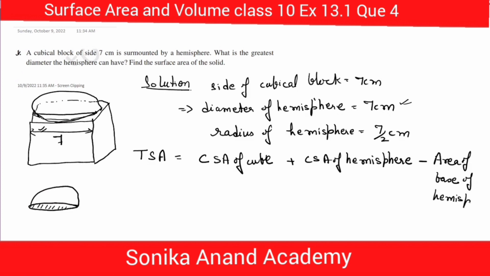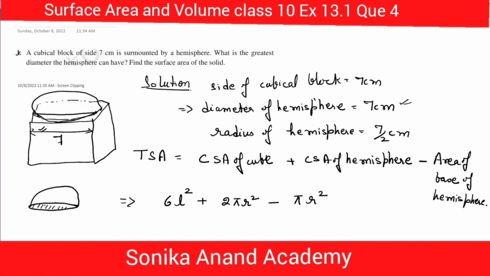So when there are these types of questions, what is the curved surface of the cube? That is curved surface area, that is 6L square. Curved surface area of hemisphere, that is 2 pi r square, because for the sphere we have 4 pi r square. So hemisphere, that is 2 pi r square. And area of the base, remember the formula pi r square.